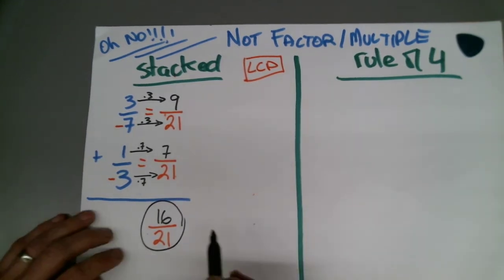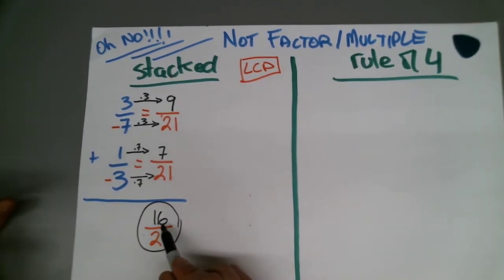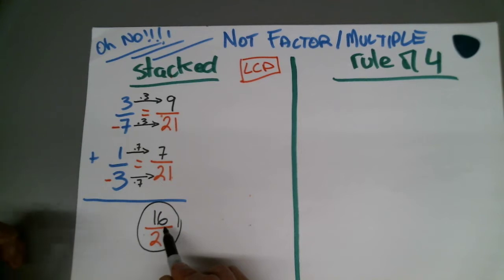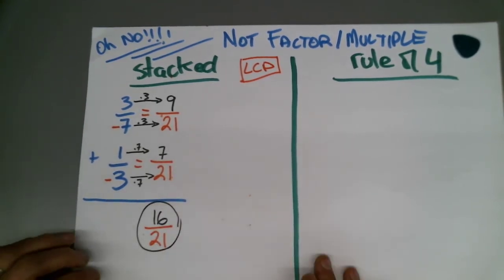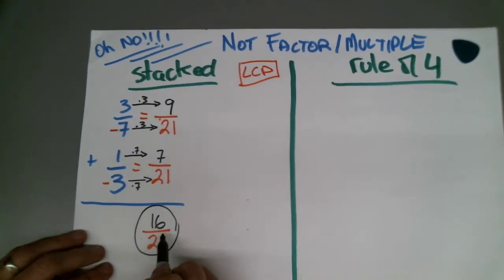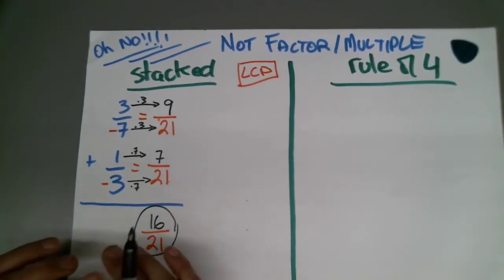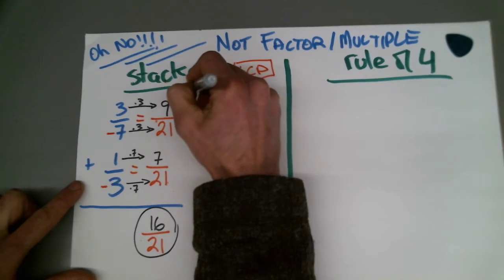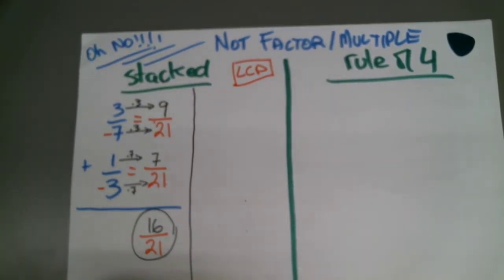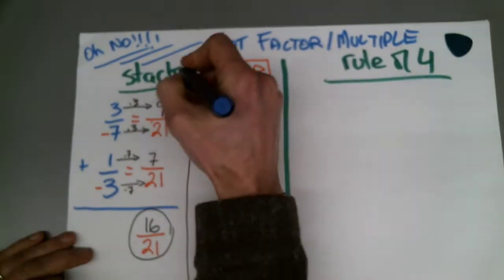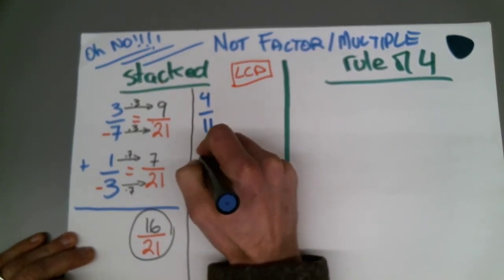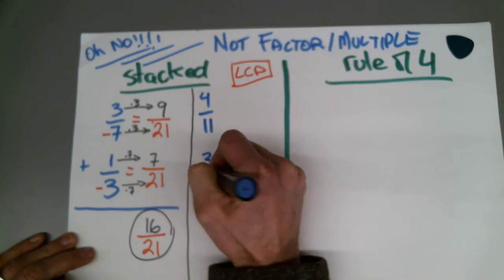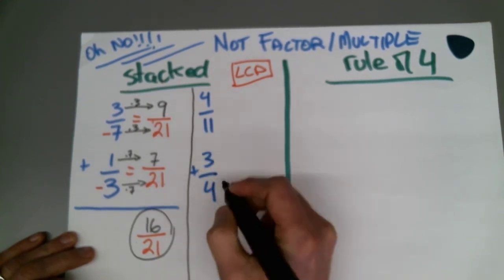I would actually use your colored sheet for that one. I know 3, does 3 go into 16? 3, 6, huh. If you can find it, you might get some free homework. Okay, so what we have here is 16 over 21. That's it. Let's do one more. Okay, make this one a little harder. 4 over 11 plus 3 over 4.